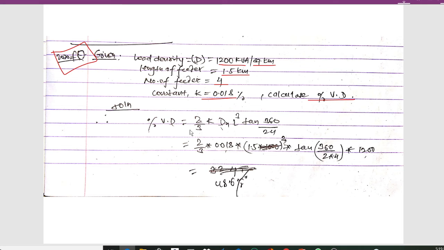So for percentage voltage drop, we have the formula as here. You can see in the screen as 2 upon 3 into K and D into L cube tan 30 upon 2n. So 2/3 into K, and here we have the K as 0.018, and the value of D is here 1200 kVA per kilometer square. So here I have written as 1200, and in place of L cube we have, in place of length, 1.5 kilometers. So 1.5 cube into tan 30 upon 2n, means 2 into n, and number of feeders is 4. So once you calculate, you will get the percentage voltage drop as 48.6%.